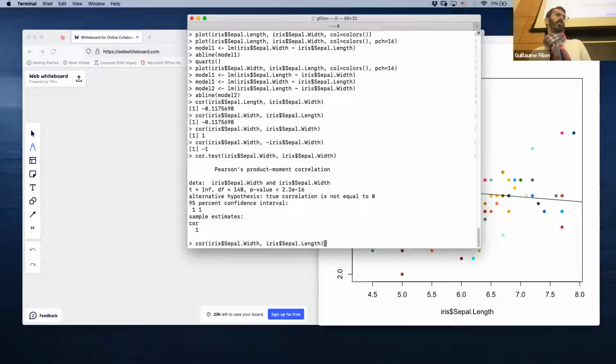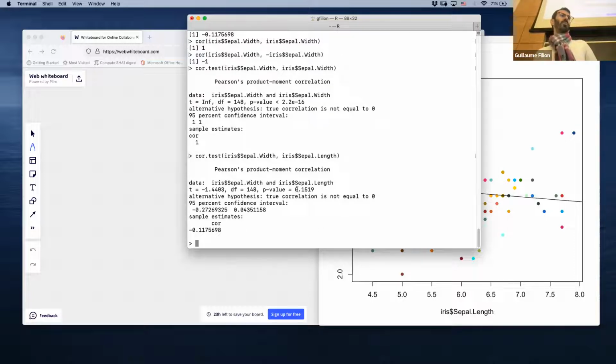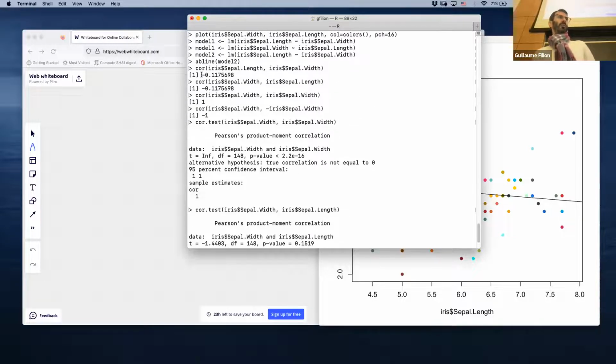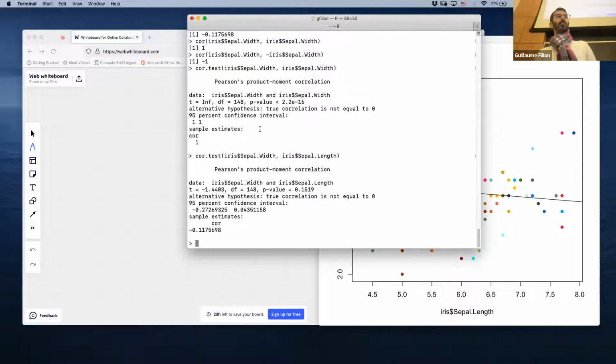Let's compute it on sepal length and sepal width. Now the p-value is much closer to 1, 0.15. That's a reject most of the time, but nobody has a threshold that is so high. So the p-value here is relatively high, we fail to reject, so it is plausible that these variables are actually not correlated, but that we still observe a correlation of minus 0.11 out of pure chance.